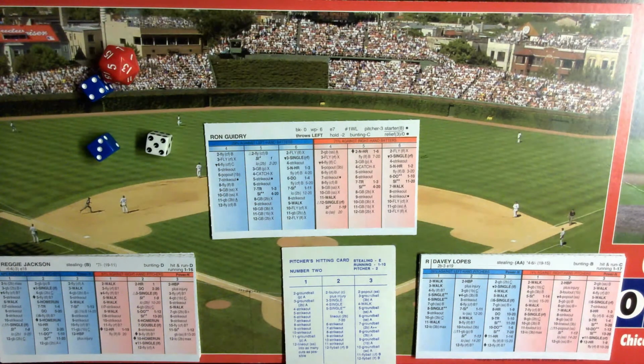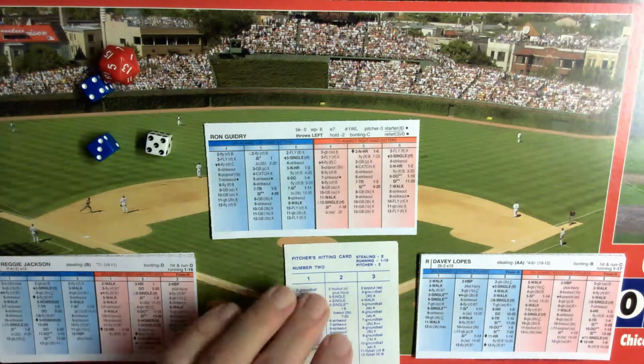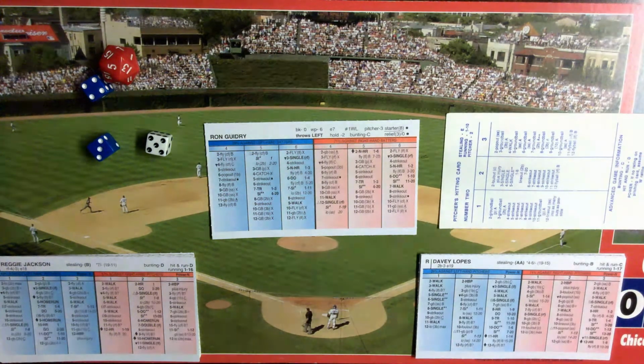So that is a 5 and a 12. That is an SI2, a 7, and a 12 is a blank. So the SI2 result reads, single, runners advance 2 bases. So Rao is able to get on base with a single.